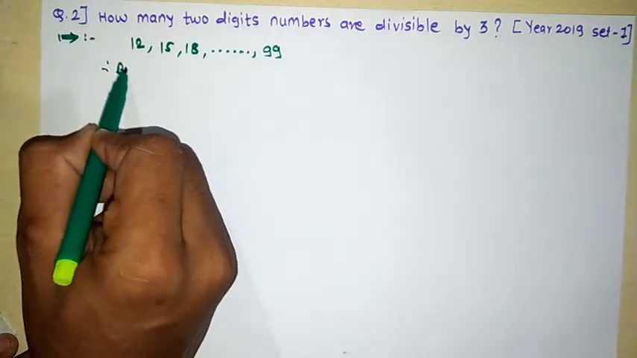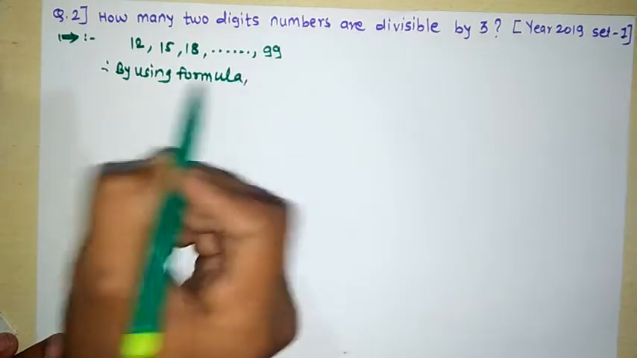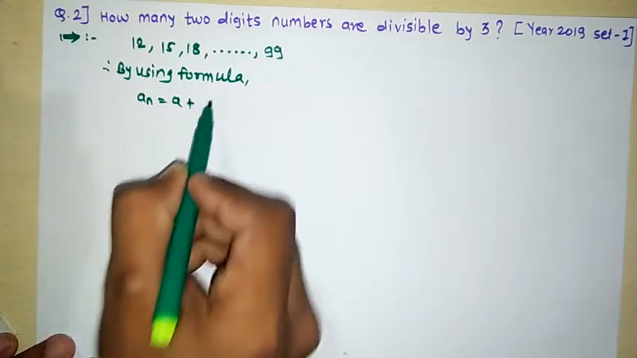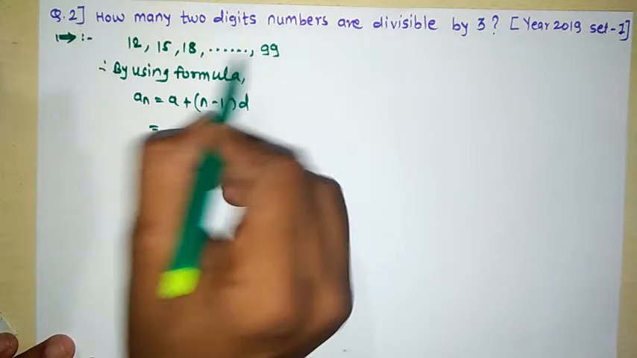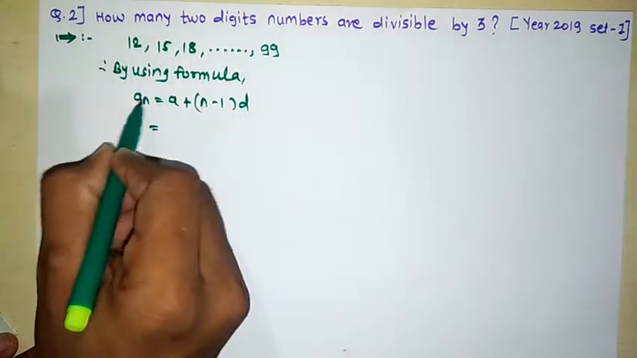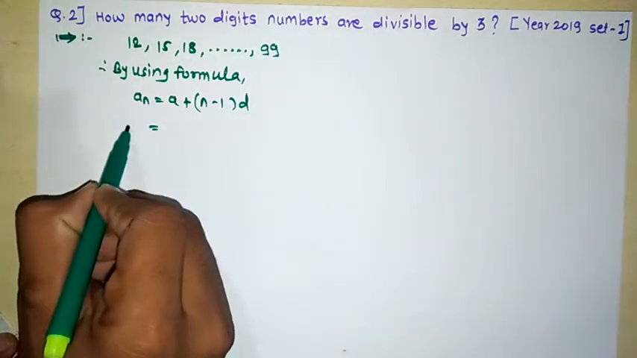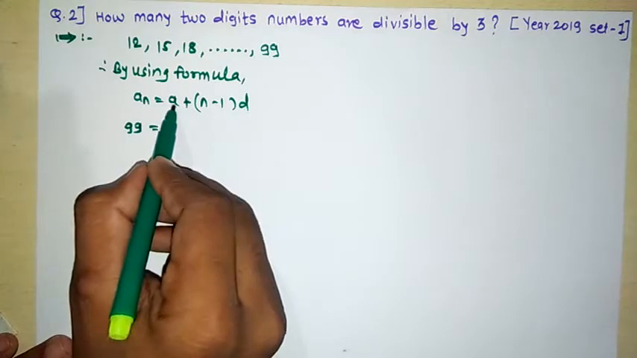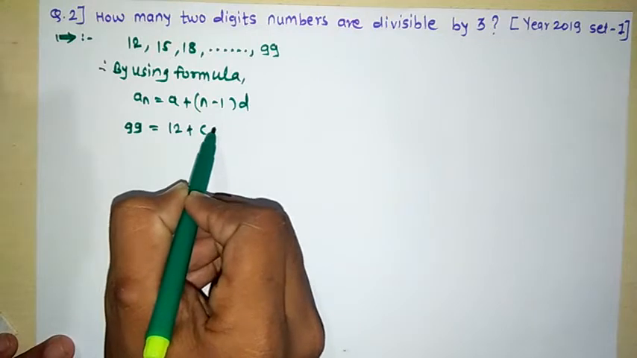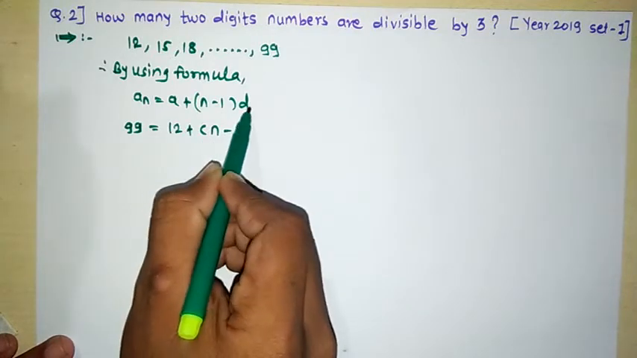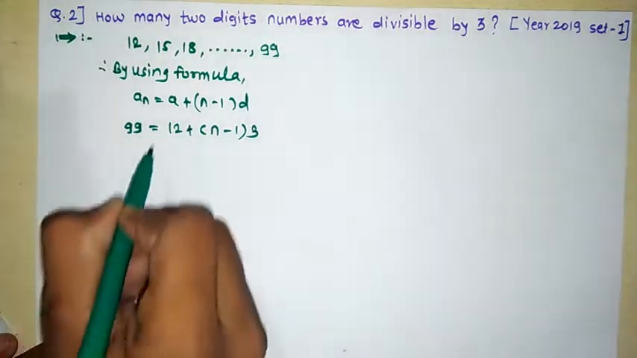Therefore by using the formula an is equal to a plus (n minus 1) into d. Now here we got this is an AP. According to the given question, this is an AP. From this we can say that this 99 is an, that is the last term, we will put here. an is equal to 99, and what is a here? a is the first term, which is equal to 12, plus (n minus 1). n we don't know, that only we have to find, minus 1 as it is, into d. What is the common difference d here? 15 minus 12, which is equal to 3. 3 is the common difference here.